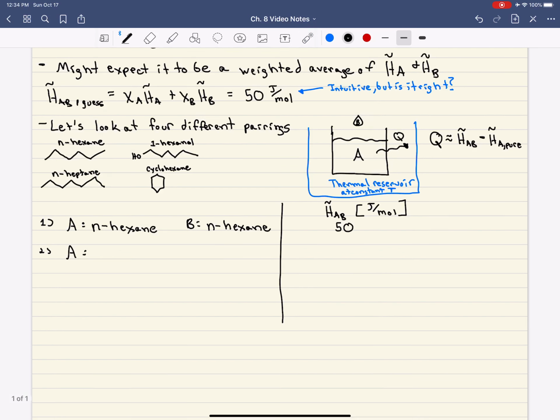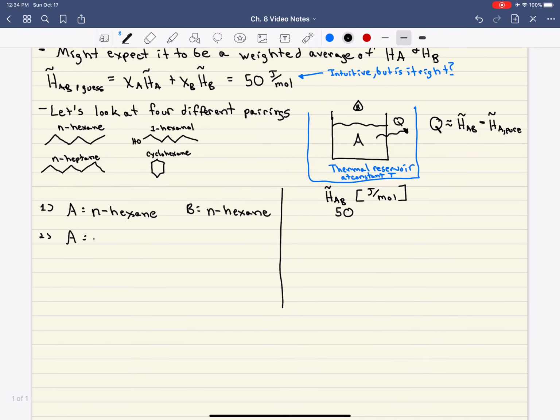Alright, the next pairing we're going to look at is substance A is going to be N-hexane, and substance B is going to be N-heptane. If you add in drops of N-heptane to N-hexane, by the time you have an equal molar mixture, you would see that the molar enthalpy of the mixture would be slightly higher than 50.46. You would see that a little bit of heat is released from that solution, but not too much.